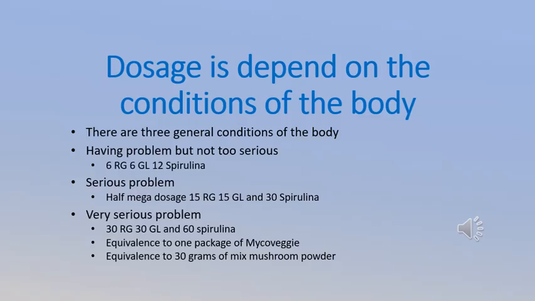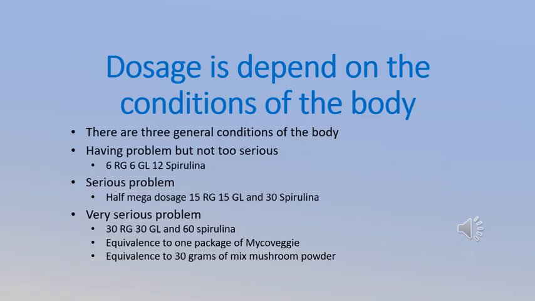So when we treat the body, there are only 3 conditions. First is the general condition. They are having a problem but not too serious. Then normally we take 6 Rg, 6 Gl and 12 spirulina. Spirulina is also helping, but sometimes those people can even skip it, or take just 6 spirulina. The spirulina is not so critical, but Rg and Gl are critical. So you take 6 Rg, 6 Gl, and 6 to 12 spirulina.